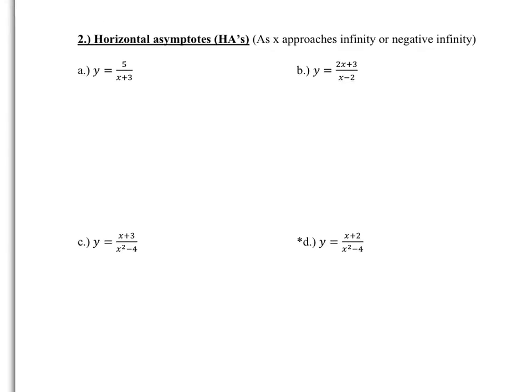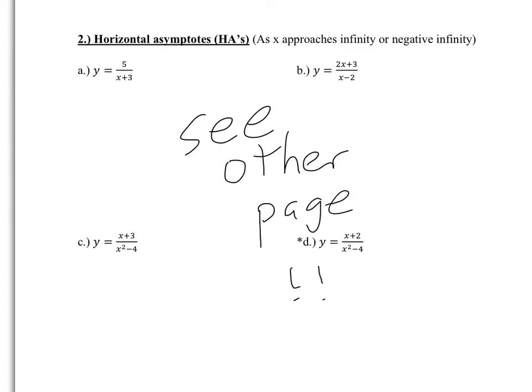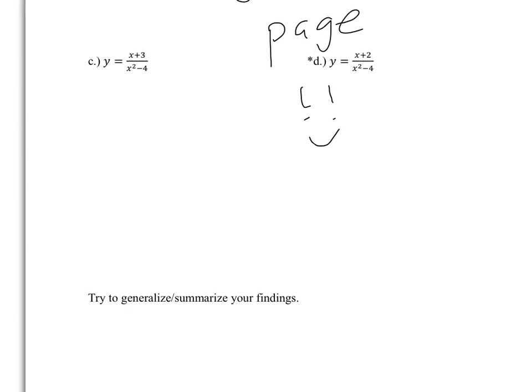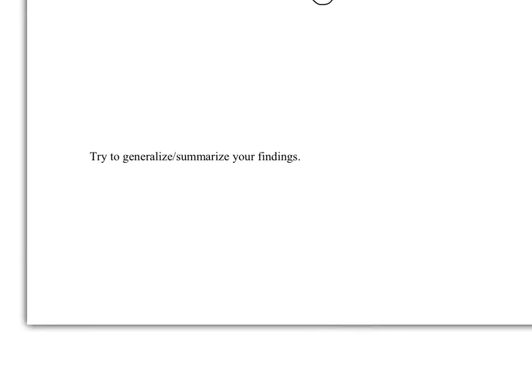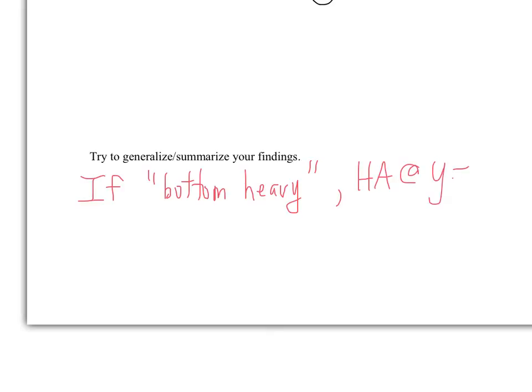So we already found all of these HAs. So let's just write here, see other page, smiley face, don't forget the smiley face. Down here, we're generalizing our HAs. So if we have a function that's bottom heavy, so you put something like 1,000,000 in for x and there's more weight in the bottom, the HA is at y equals 0 every single time. Be on the lookout if there's a number that we're adding onto it, which will shift it up or down. So that's the first scenario.